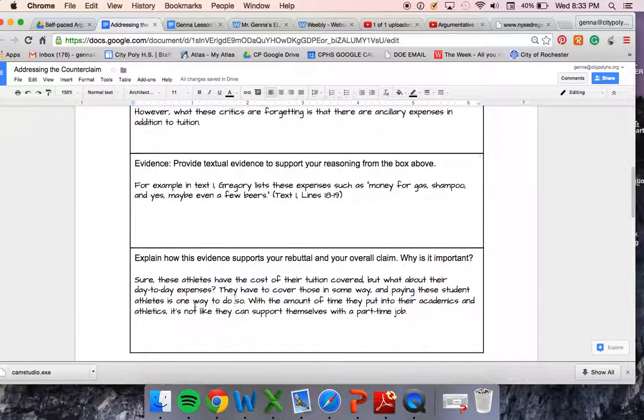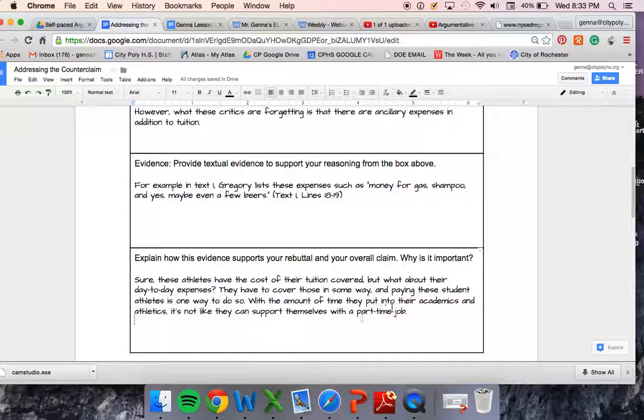And now, again, same thing with the body paragraphs. The explanation is the key. So I want to think about it, and I want to explain to my reader why and how this evidence supports that reasoning. So, sure, these athletes have the cost of their tuition covered, but what about their day-to-day expenses? They have to cover those in some way, and paying these student athletes is one way to do so.